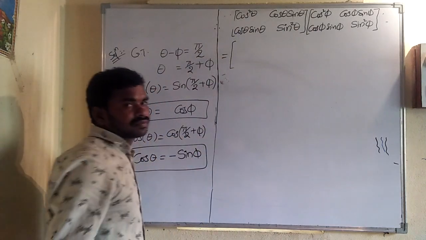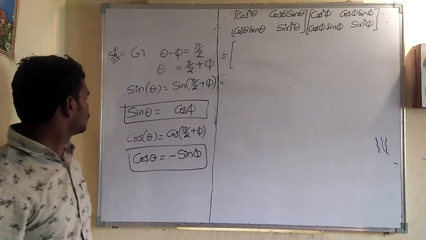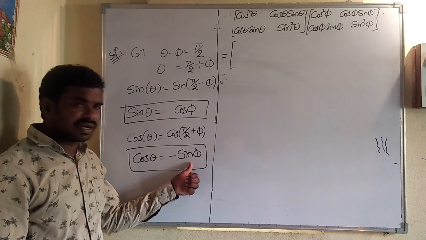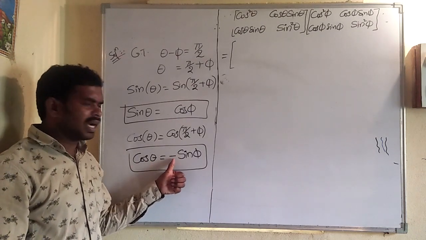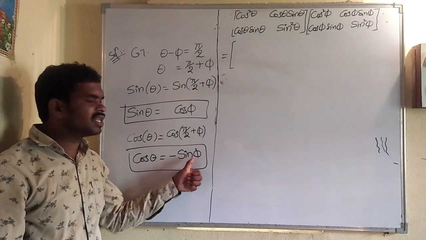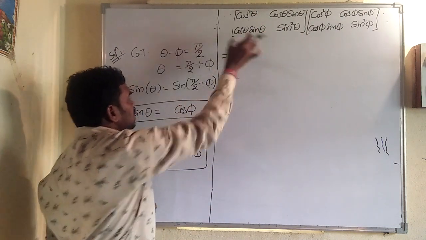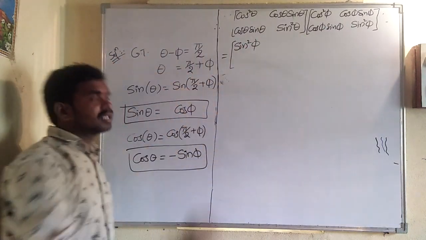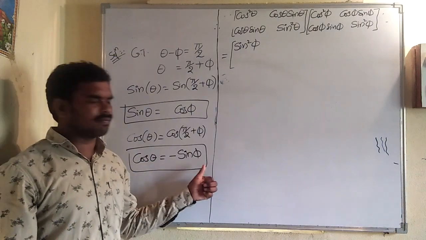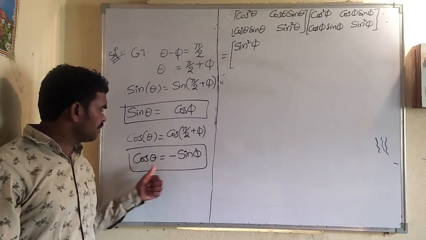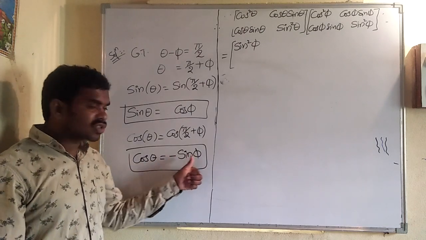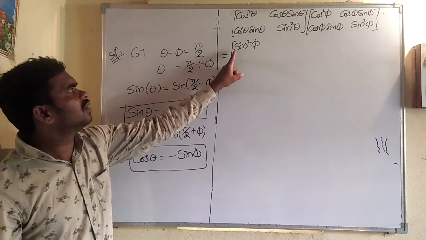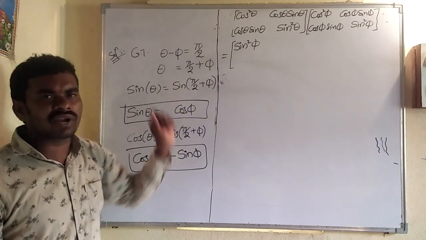Cos theta means what? Minus sin phi. Squaring on both sides, cos square theta equals minus sin phi whole square, which becomes plus sin square phi. Minus whole square becomes plus. That's why I wrote plus sin square phi. Plus means no need to write.